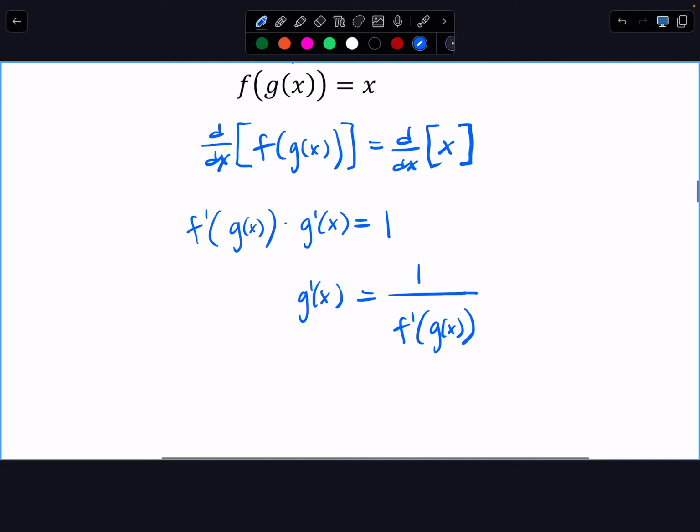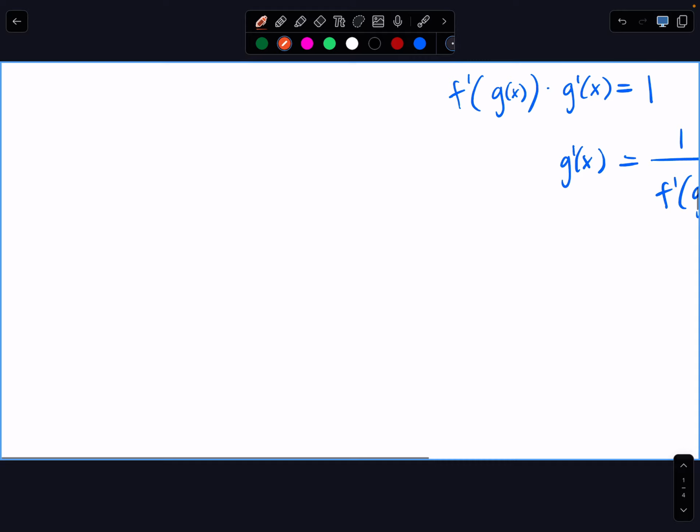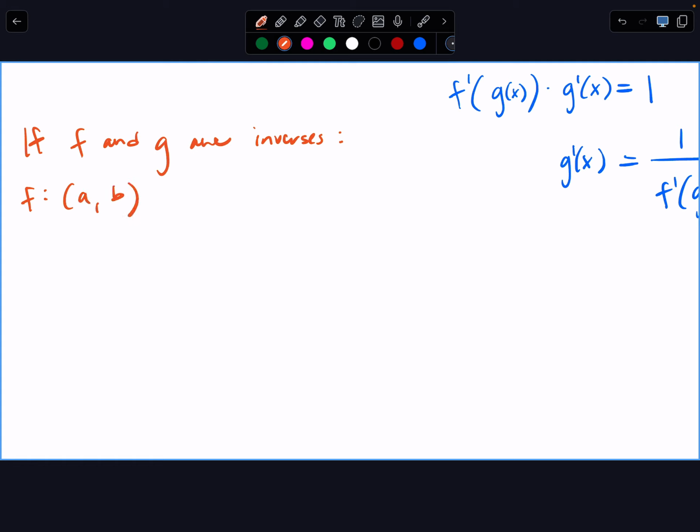Now watch this. Based on this, if f and g are inverses, that would mean that if the point a comma b is on the function f, then you know that b comma a would lie on the graph of g.